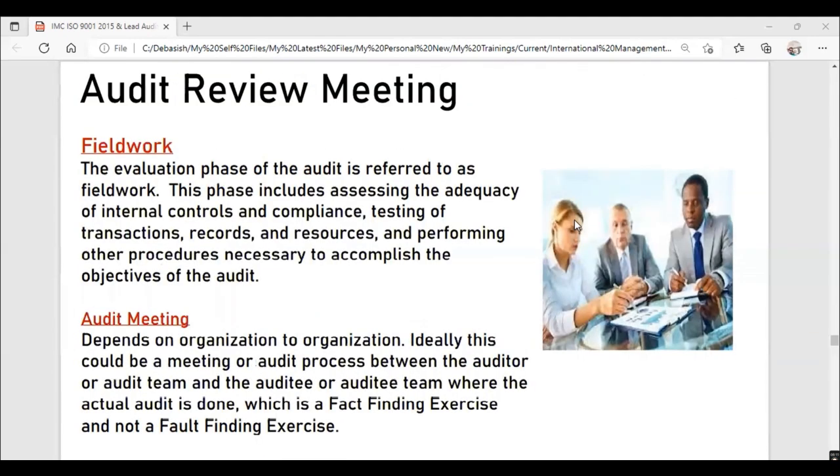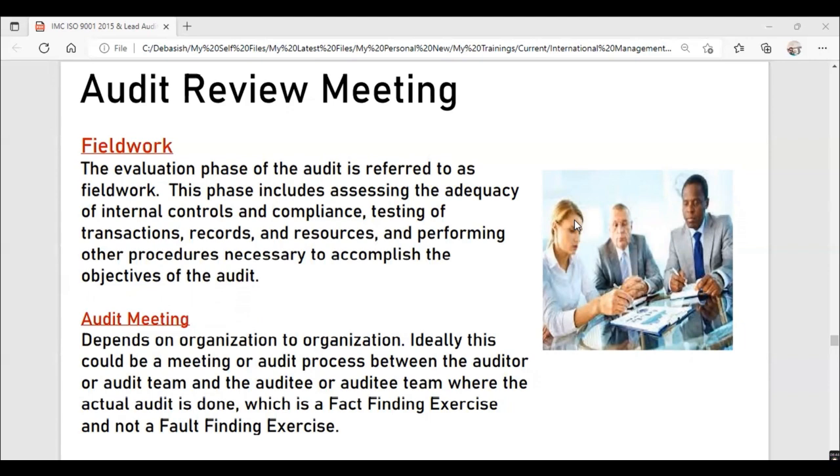Field work. The evaluation phase of the audit is referred to as field work. This I have already discussed earlier. This phase includes assessing the adequacy of internal controls and compliance, testing of transactions, records, and resources, and performing other procedures necessary to accomplish the objectives of the audit.